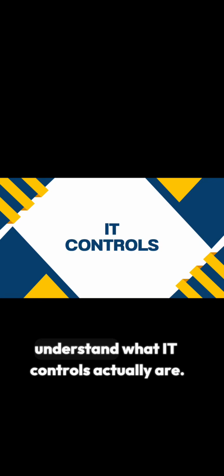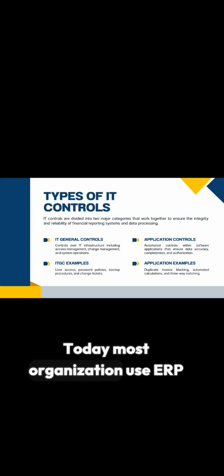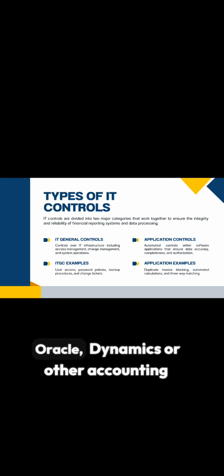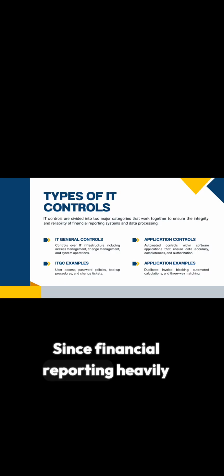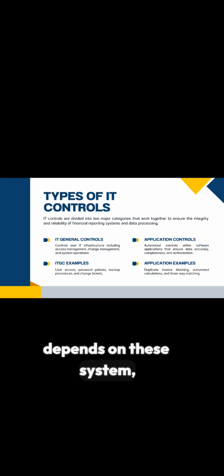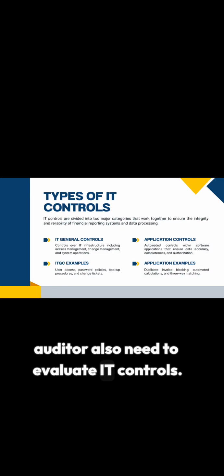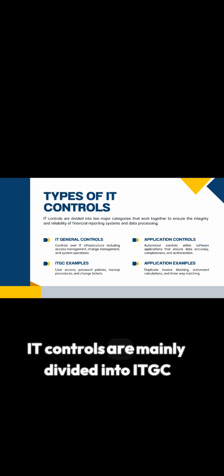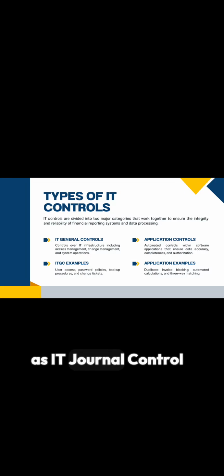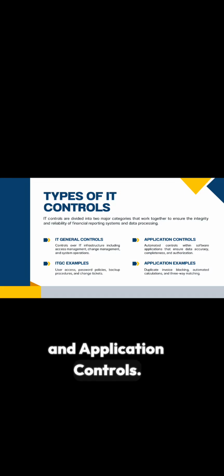Part number 7, understanding IT controls. Now let's understand what IT controls actually are. Today, most organizations use ERP systems like SAP, Oracle, Dynamics, or other accounting systems. Since financial reporting heavily depends on these systems, auditors also need to evaluate IT controls. IT controls are mainly divided into ITGC, or IT General Controls, and Application Controls.